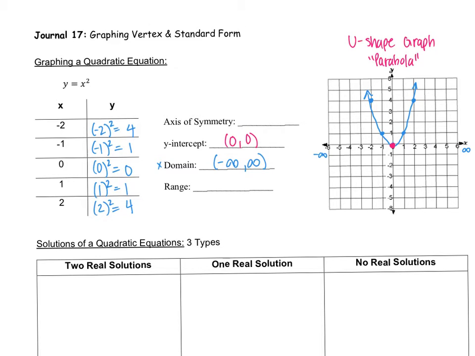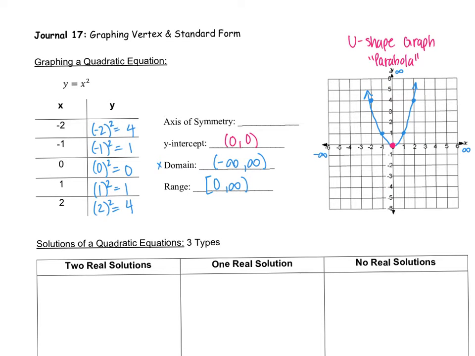For the range, the lowest y value here is at 0. And we can see that this parabola is pointing upwards with an arrow, so it's going to be going to +infinity. So it's going from 0 to +infinity, with a parenthesis on the infinity. And I need a bracket on the 0 because it actually touches 0 on the y-axis.